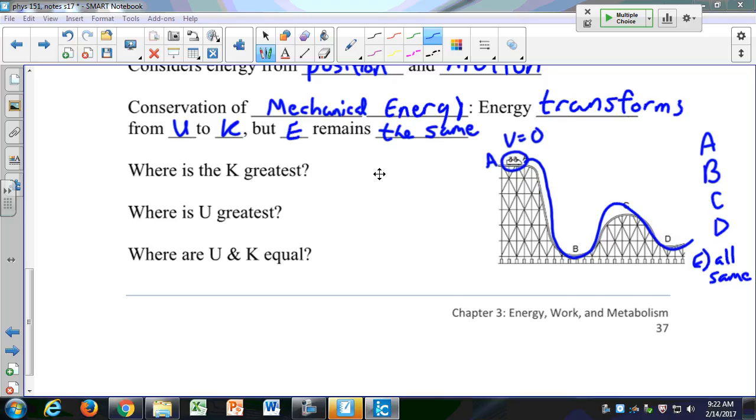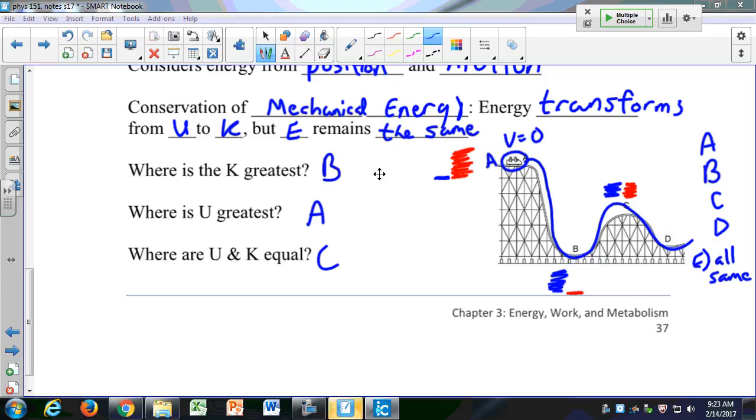All right. So where is K the greatest? K is the greatest at part B, because if we think about this in terms of a bar graph, let's let blue be the kinetic energy. Up here, it has no kinetic energy, but it has lots of potential energy. Down here, it has lots of kinetic energy, but it has no potential energy because all that potential energy has been converted into kinetic energy. Here at point C, where U and K are equal, U is greatest at A. At point C, it has half kinetic and half potential.